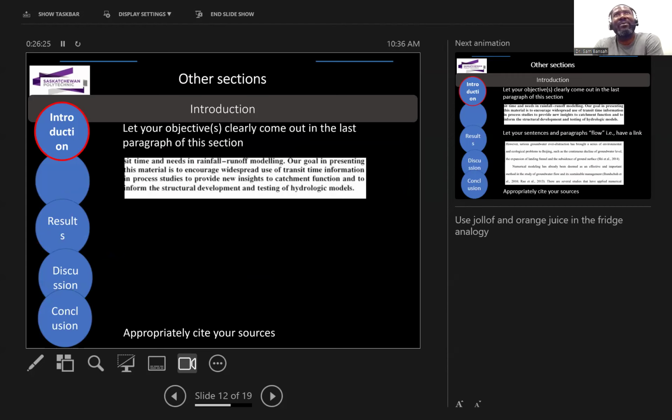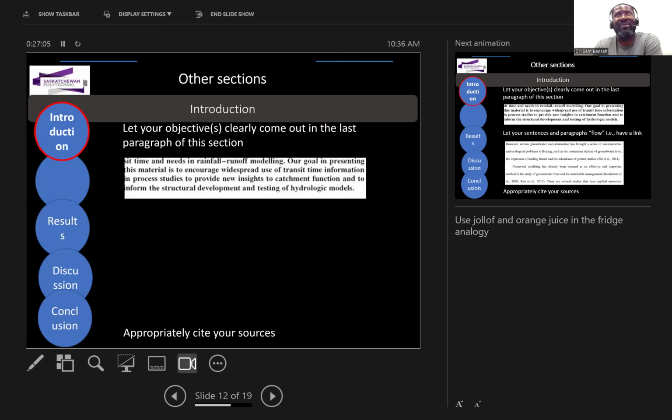In this step, one key thing you shouldn't forget about, your objectives for the work must clearly come out in the last paragraph of this section. Your objectives must clearly be stated. That is the most important thing in the introduction section. You can write all your stories, blah, blah, blah. But if your objective is not clearly stated somewhere, especially within the last paragraph of your introduction section, then you are missing something.